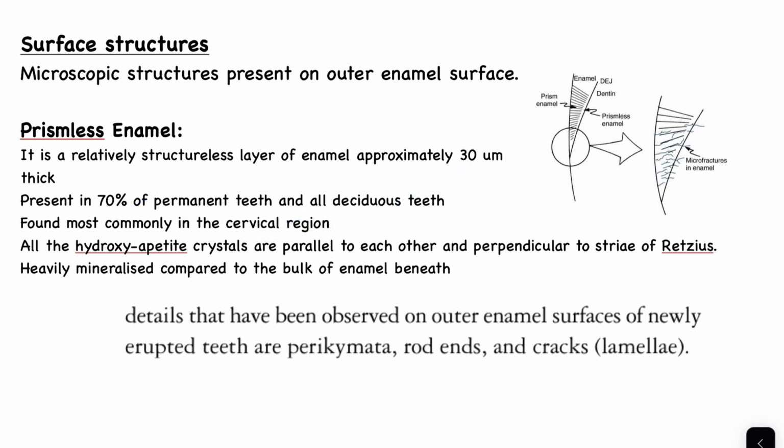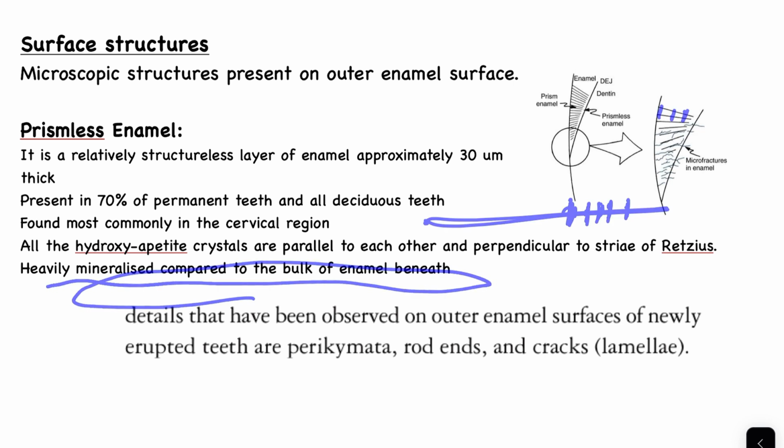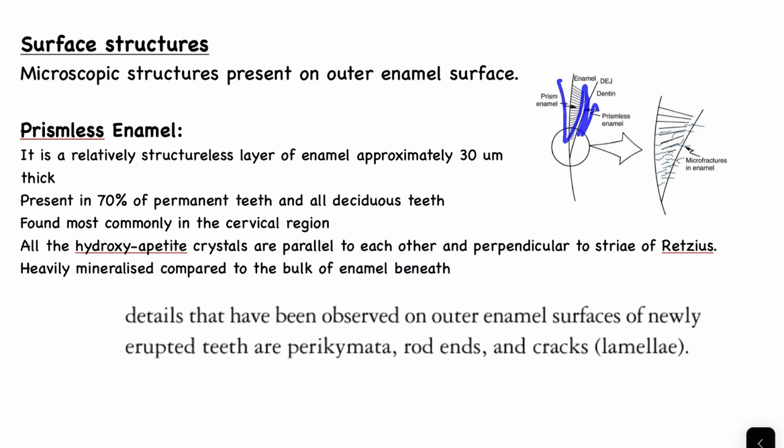And the hydroxyapatite crystals are parallel to each other and perpendicular to the striae of Retzius. So this is the regular way of arrangement of hydroxyapatite crystals. If this is the striae of Retzius, they will be perpendicular to the striae and parallel to each other. Okay, it is a heavily mineralized structure, heavily mineralized compared to the other enamel on the tooth. Okay.